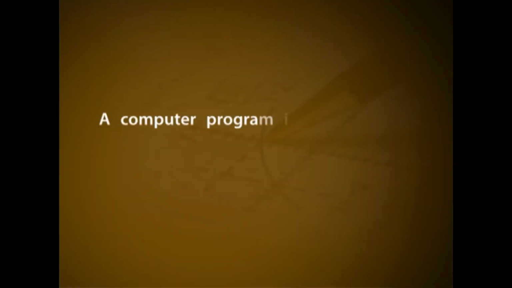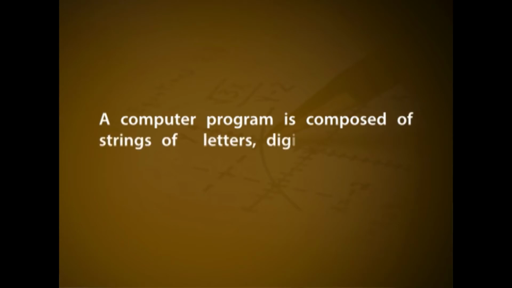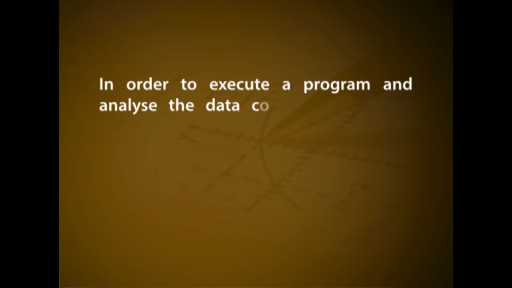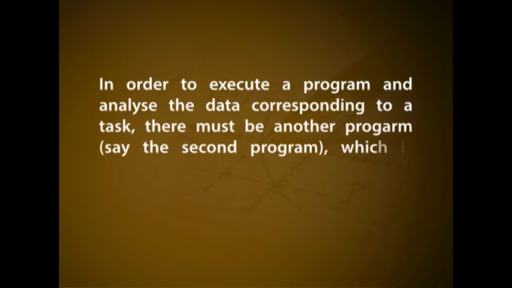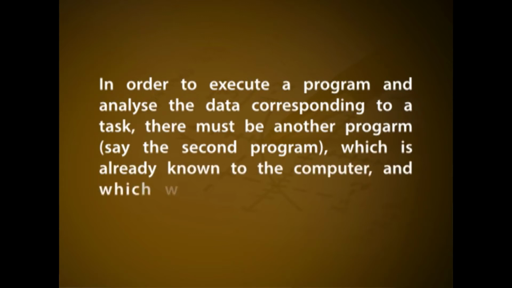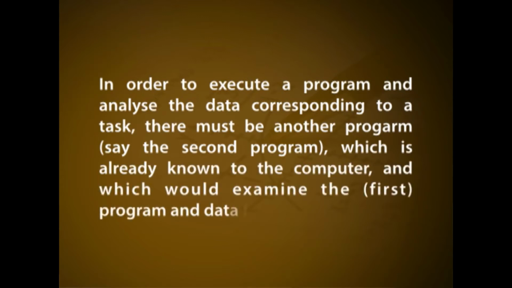As a first step in getting a task done using a computer, we need a program and suitable data. A computer program is composed of strings of letters, digits and special symbols. Any data is also made up in a similar way. In order to execute a program and analyze the data corresponding to a task, there must be another program, say the second program, which is already known to the computer and which would examine the first program and data for the task. But what program would examine the second program?